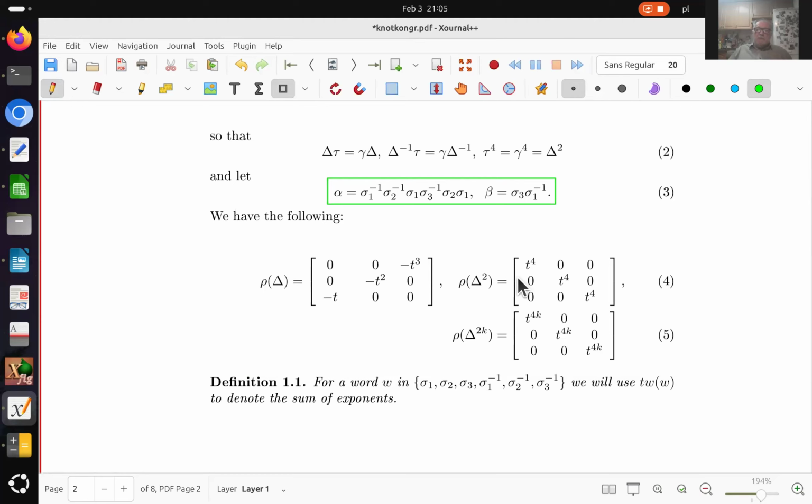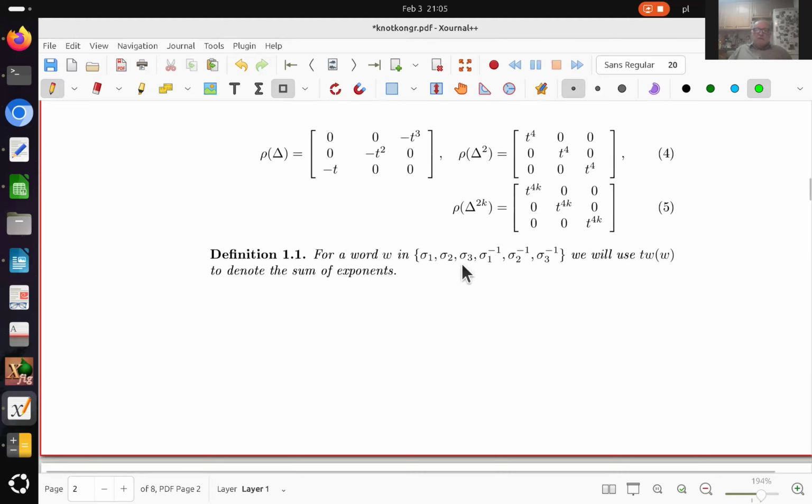Incidentally, yesterday I wanted to check whether it is a reasonable thing to give this talk, so I asked the artificial intelligence if the Burau representation is faithful for n equal to 4, and the artificial intelligence ChatGPT answered, of course not. Delta square is in the kernel. That's of course incorrect because this matrix is not the identity matrix, but it's not very far from it. It's the identity matrix times t to the 4th power.